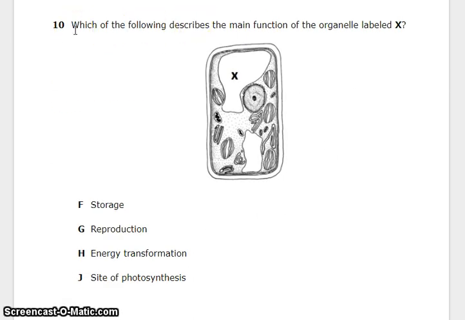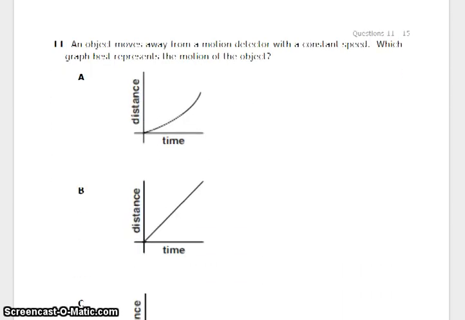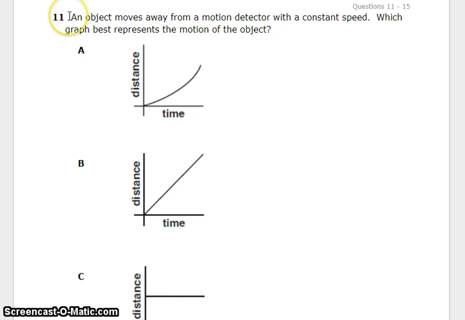Number 10. Which of the following describes the main function of the organelle labeled X? F. Storage, G. Reproduction, H. Energy transformation, J. Site of photosynthesis. Number 11. An object moves away from a motion detector with a constant speed. Which graph best represents the motion of the object? You have distance and time.